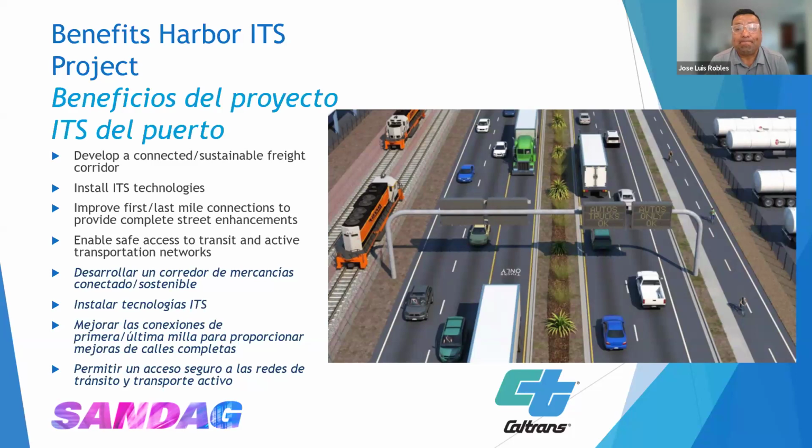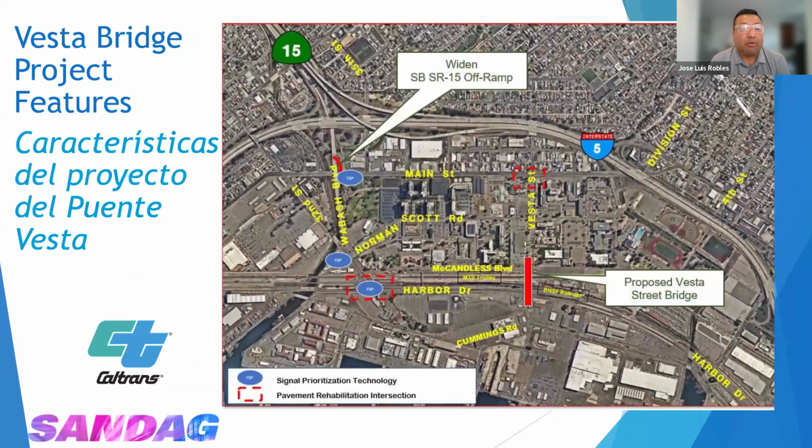Next slide, please. Now I'm going to be talking about the Vesta Bridge project. And this component of the project works well with the Harbor 2.0 because it separates any additional flow that comes from a Navy facility that's existing, that is moving from the dry side of the base to the wet side of the base. The dry side of the base is considered the area between Main Street and Harbor Drive.